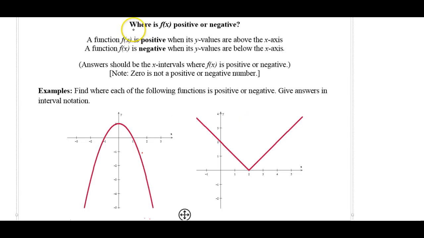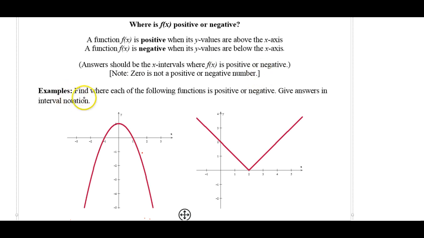So now I want to review, where is a function positive or negative? A function f of x is positive when its y values are above the x-axis. A function f of x is negative when its y values are below the x-axis. So again, our answers should be the x intervals where the function is positive or negative. It's important to note that 0 is not a positive or negative number.